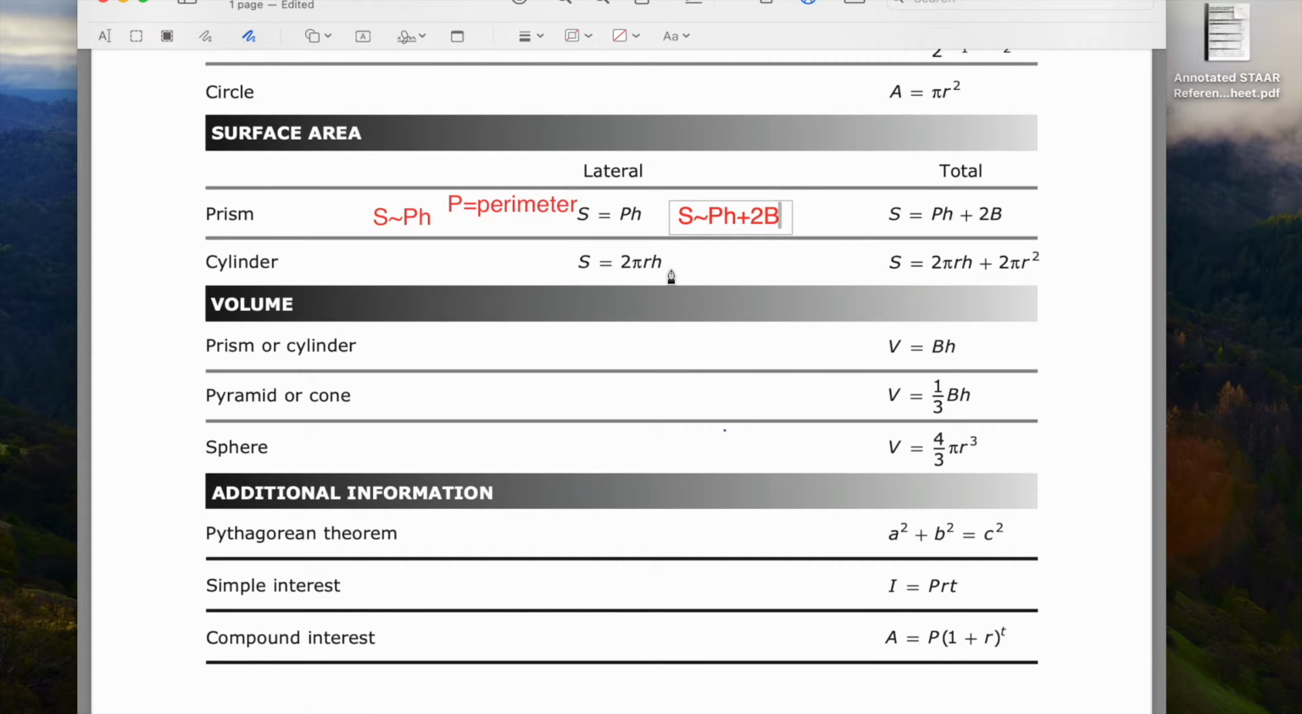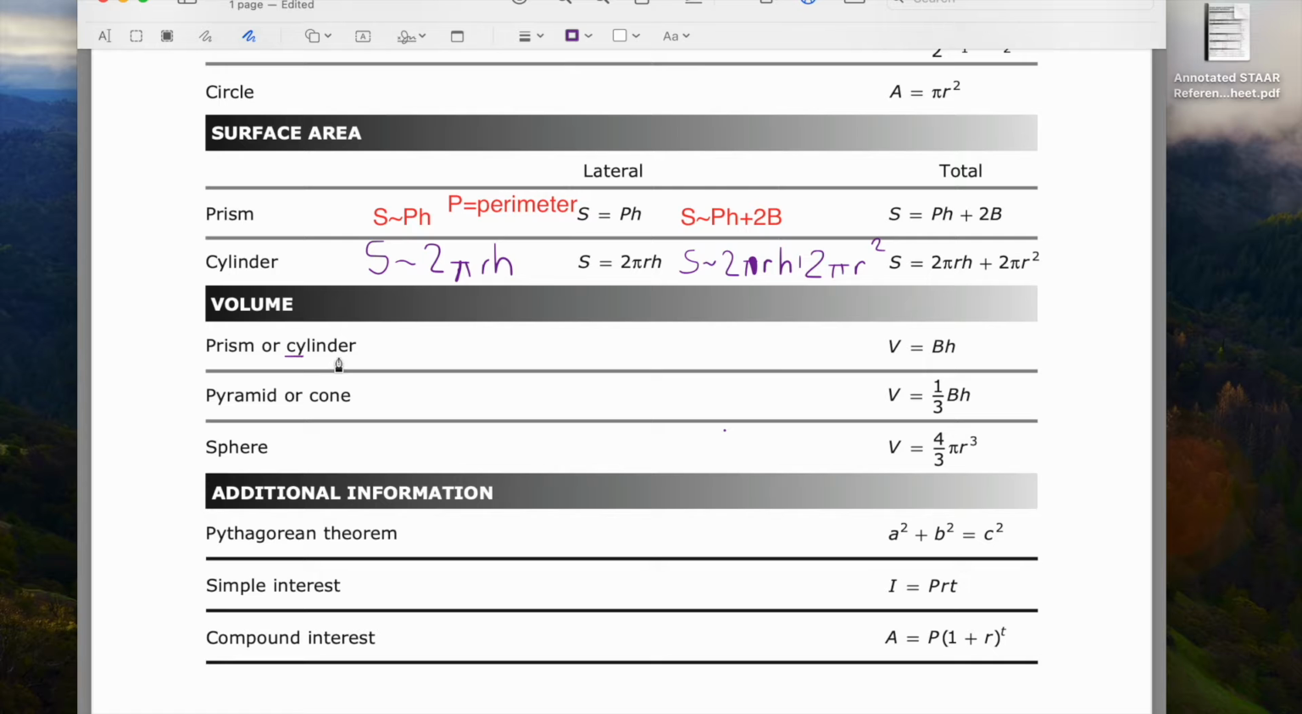Over here, I'm going to write it just because it's hard for me to type the pi. So we have S tilde 2 pi r h. And then for the last one, it's going to be S tilde 2 pi r h plus 2 pi r squared.